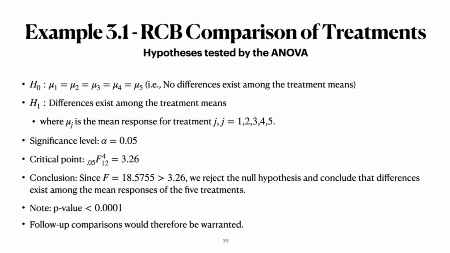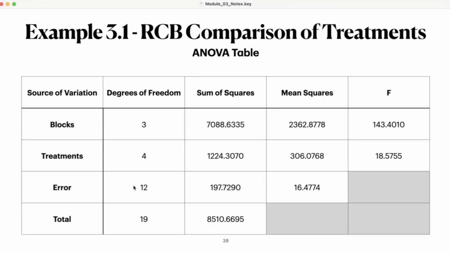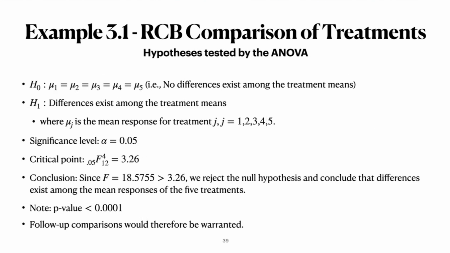The alternative is that differences do exist among the treatment means, that at least one of the means is different than the rest. Let's use a 0.05 level of significance. Then the critical point comes from the F distribution with 4 numerator degrees of freedom and 12 denominator degrees of freedom. In particular, it's the upper 0.05 percentage point for that F distribution.